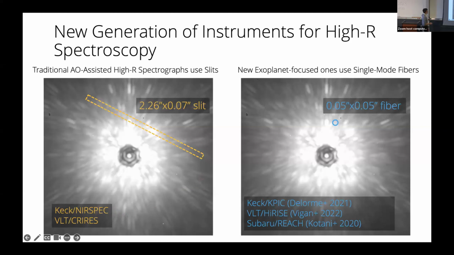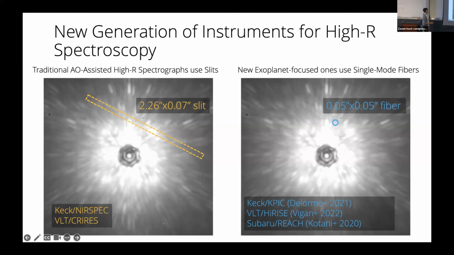The problem is that, as you can see, this is a real image of a star containing multiple planets. The star is very bright, and you have to filter out all of this starlight to look for the planet in your data, which is very difficult. So we've now been developing new exoplanet-focused high-res spectrographs that use what's called single mode fibers.